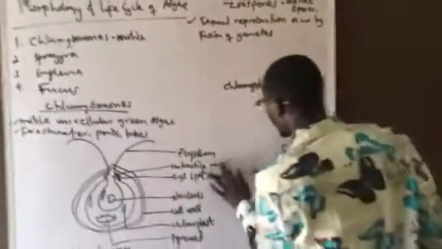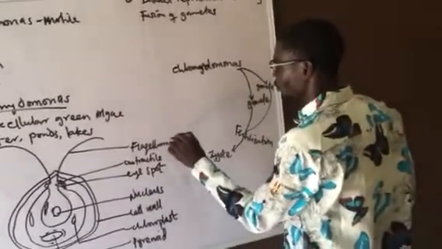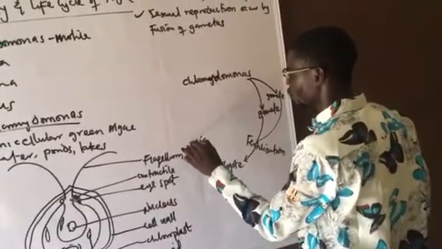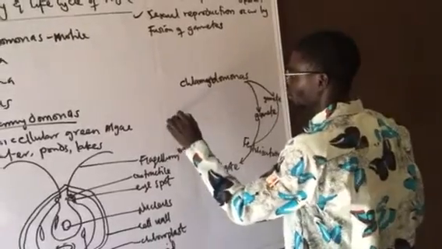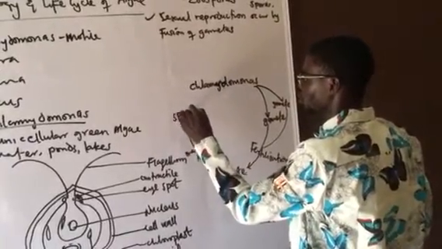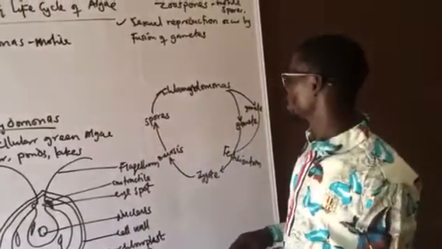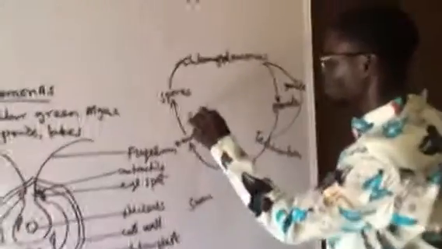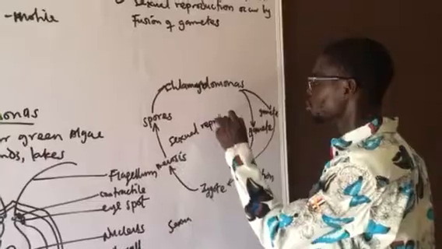So these zygotes will now carry out meiosis to form spores. And the spore will now give rise to Chlamydomonas. So this is sexual reproduction in Chlamydomonas.